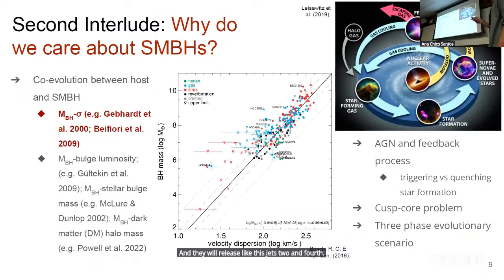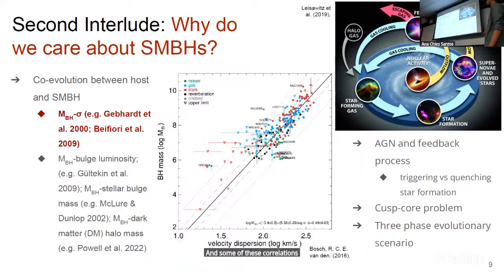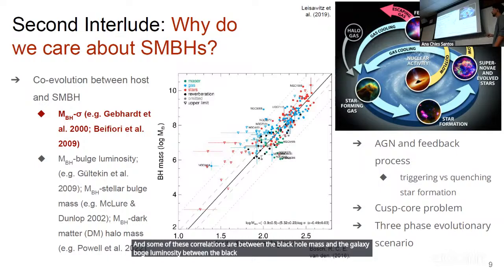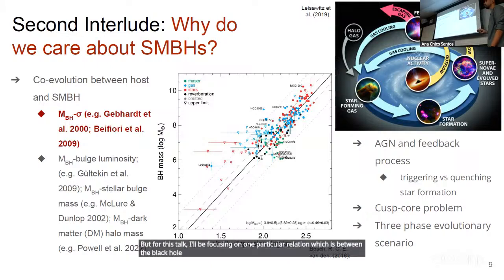But again, we can ask ourselves, why do we care about black holes? Someone could say because they're nice, but there are also important correlations between the black hole mass and the structures and properties of the host galaxy. Some of these correlations are between the black hole mass and the galaxy bulge luminosity, and between the black hole mass and the stellar bulge mass of the galaxy. But for this talk, I'll be focusing on one particular relation, which is between the black hole mass and the stellar velocity dispersion within the effective radius of the galaxy.